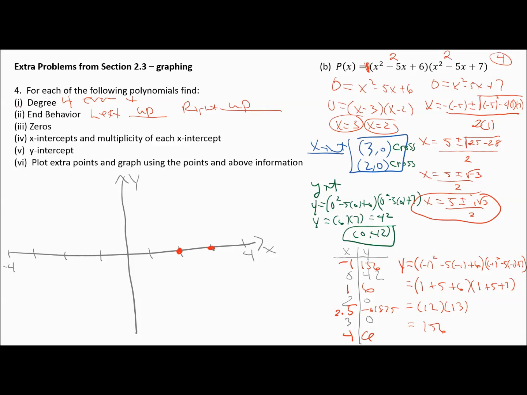I'm noticing the answers over here. I'm looking at my y values. I've got 156, 42, 6, -0.1875, 0, 6. Now remember we said this one really wasn't all that required. It just kind of makes me feel better when I have it on the graph. So I don't know if I'm going to focus on trying to get that high.